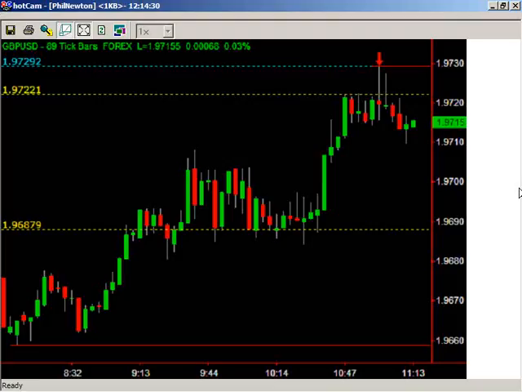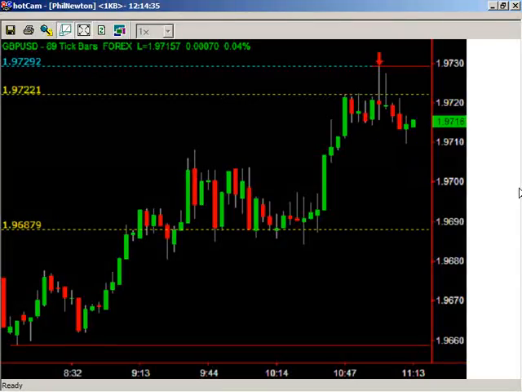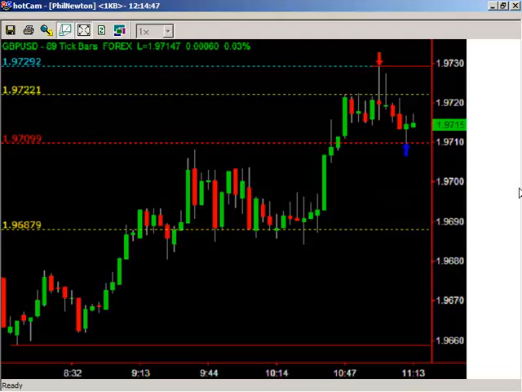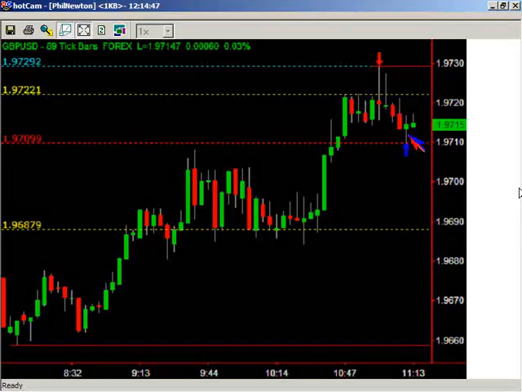The stop loss location is still developing. Why is it still developing? Because it goes behind the lowest point of the retracements after the breakout move. So the lowest point of the retracement so far is at 197.09.